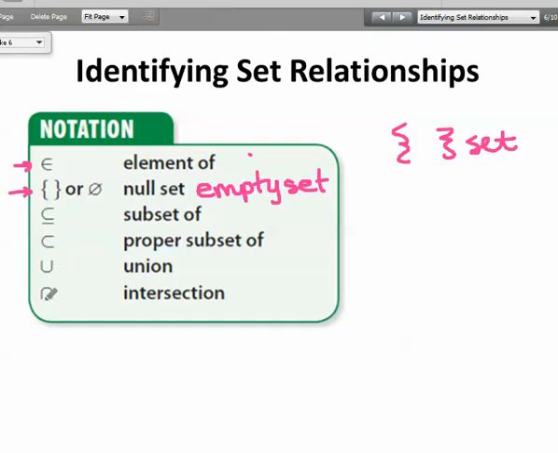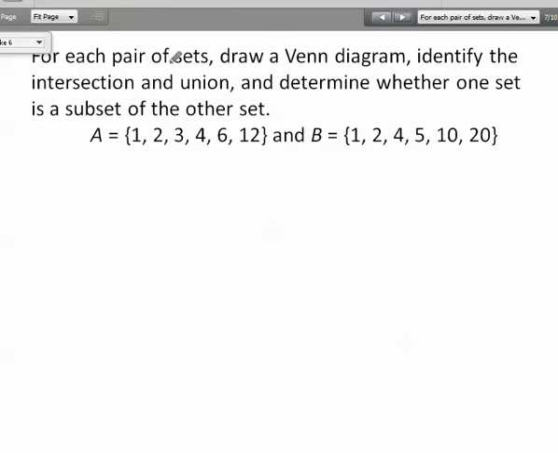The U is the union. The N is the intersection. Union means you're going to combine them, everything. And intersection means what do they have in common? So union means you combine them all. Intersection means what do they have in common? So for each pair, draw a Venn diagram, identify the intersection and the union, and determine whether one set is a subset of the other.